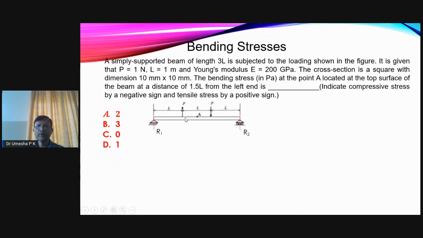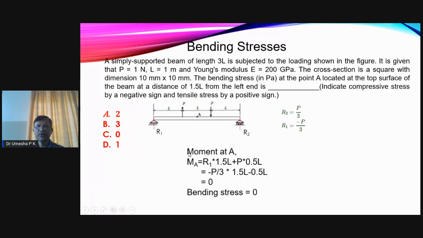Now they have given one upward load and one downward load, and we have to calculate the reactions R1 and R2. That is easy. You can calculate the reactions. R2 is equal to P by 3 upward, and R1 is equal to P by 3, it will be downward, negative as it is downward. Once you know the reactions, we can calculate the moment at A at a distance of 1.5 meter from here. R1 into 1.5, either you can take left side or right side, plus P into 0.5 L. So we calculate the moment, and we get the moment as 0.